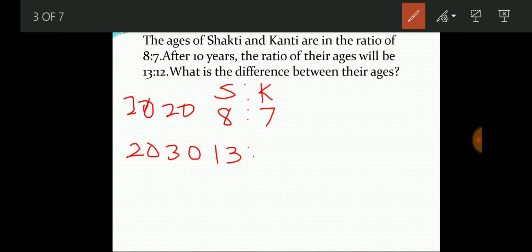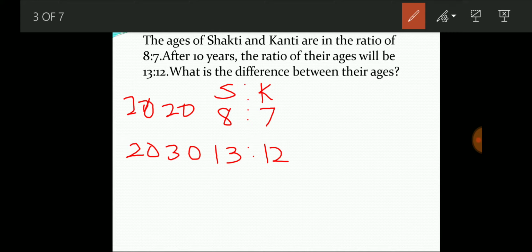So if it was 8:7, and after 10 years, with the ages increased by 10 years, it had become 18:17, our answer would have been very straightforward. We could say there's a 10 years increase from 2020 to 2030. There's also a 10 parts increase, that is, the ratio is also increased by 10 parts. So which means 1 year is equal to 1 part.